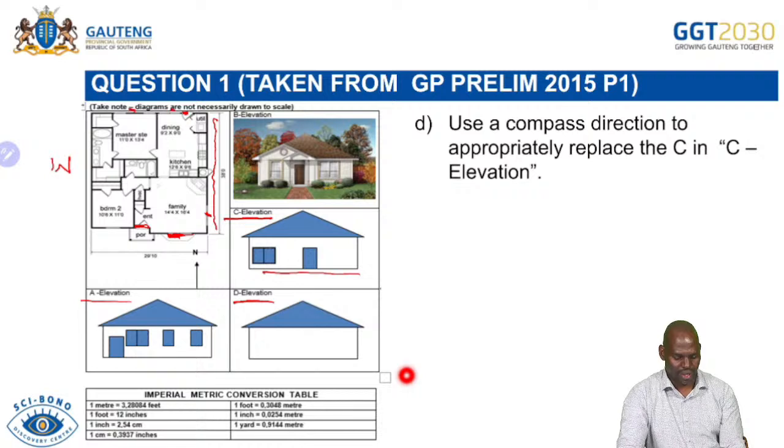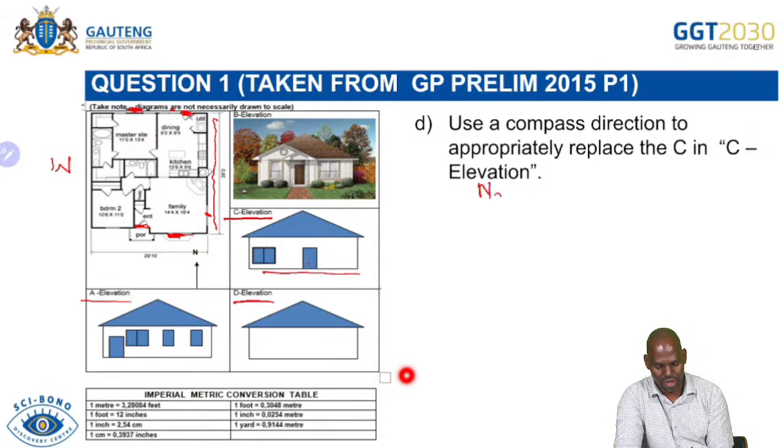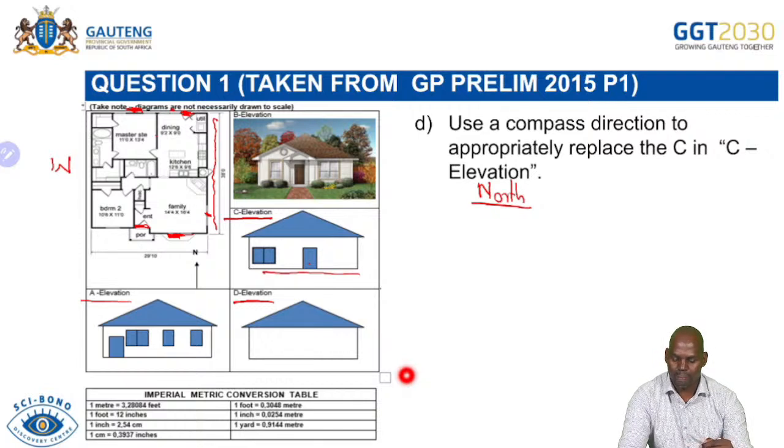So in this case, which side will this represent? Let us look at this. Here we see the door and the window. So this side actually has one window and one door, and there's no other window there. So that will be the north elevation. So C will be north. Use the compass direction to appropriately replace the C in C elevation: that will be N, or north elevation.